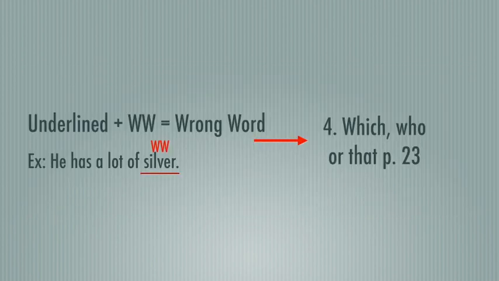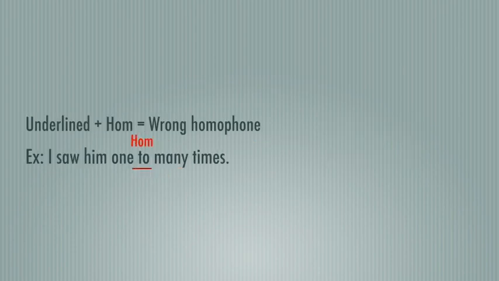Okay, so in this example, the problem was the silver. Okay, "he has a lot of silver." If that person had checked the different contexts, you would have seen "he has a lot of money." Okay, not the color, but the object.